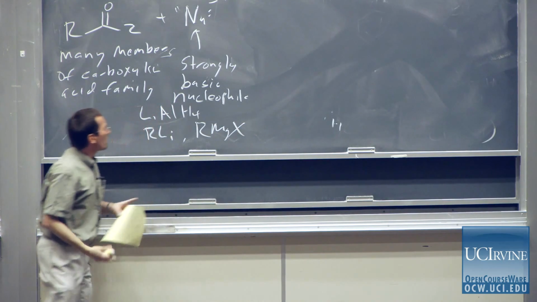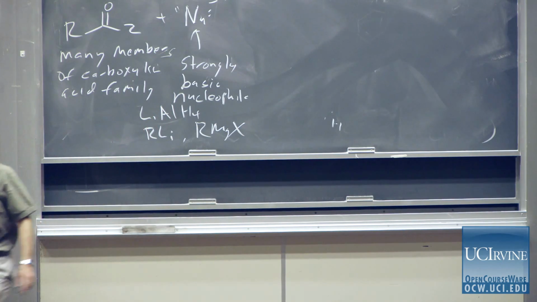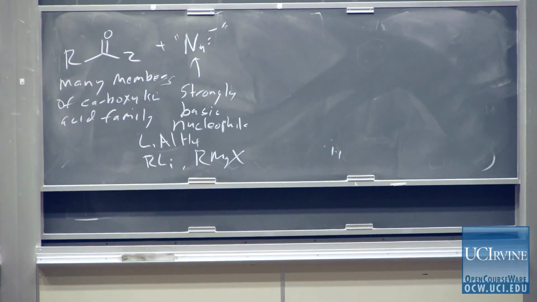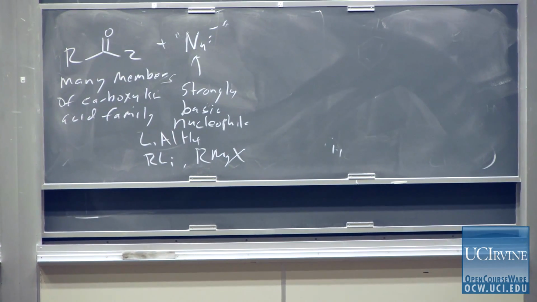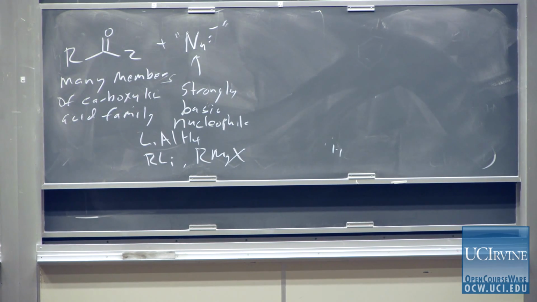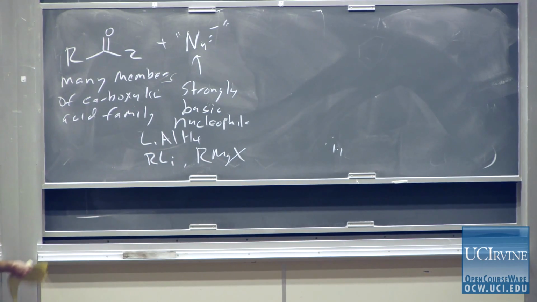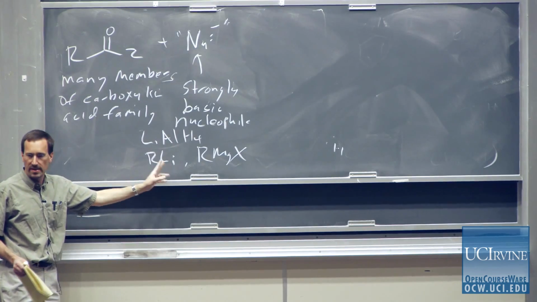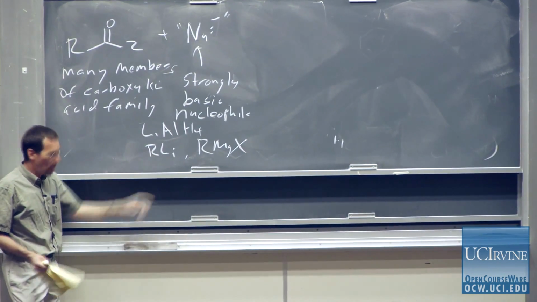RMgX. In other words, all of these species have in common that they have a bond between a metal, a relatively electropositive metal, and a highly electronegative species, hydride, or I'm sorry, a more electronegative species, hydride or lithium, or carbon.